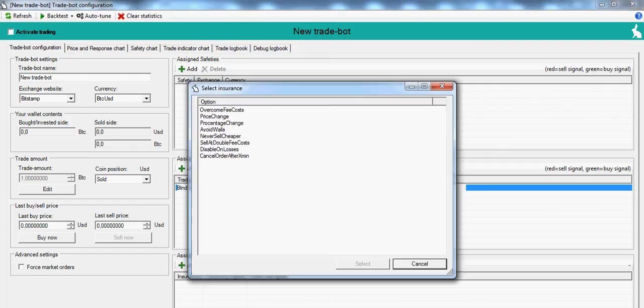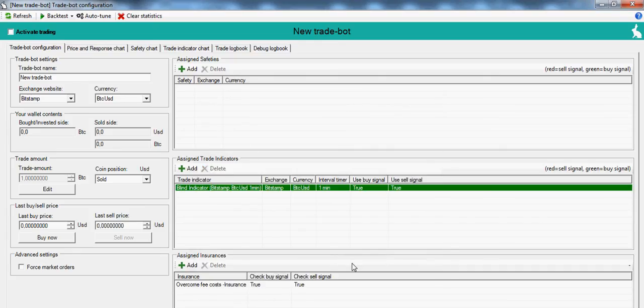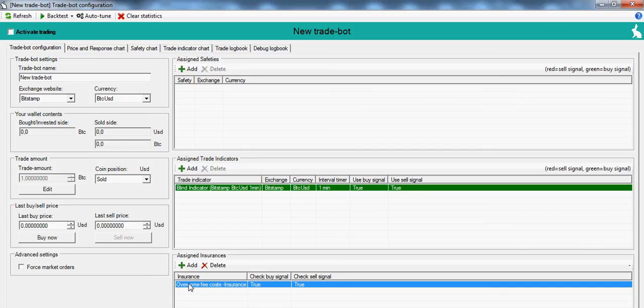You can add overcome fee costs, so that's going to make sure that you are going to overcome the fee costs, and as soon as you overcome the fee cost from that exchange, then it's going to either buy or sell. The blind indicator flips back and forth between buy and sell. So your coin position is just going to go back and forth between bought and sold, depending on when the price goes slightly up or down.